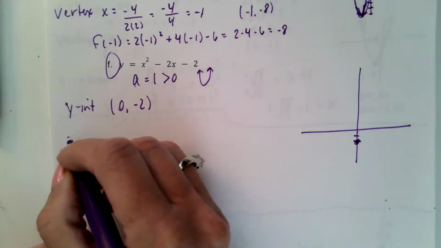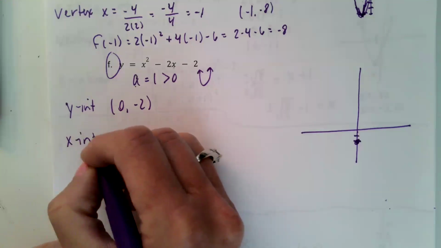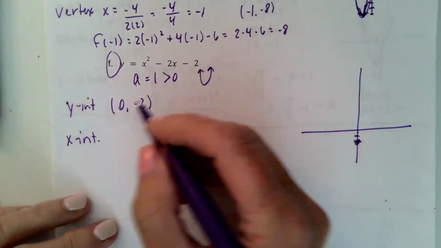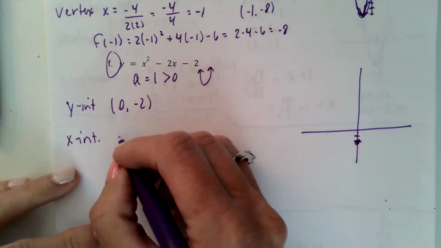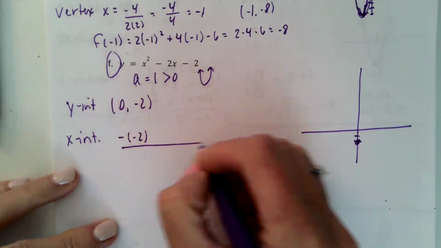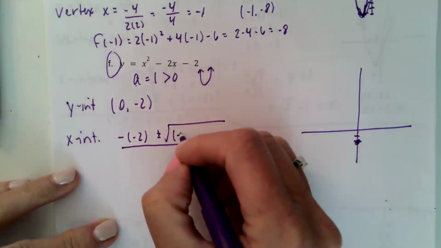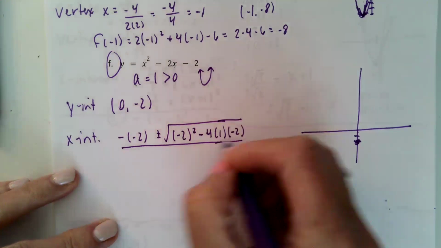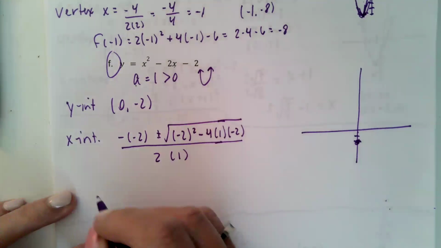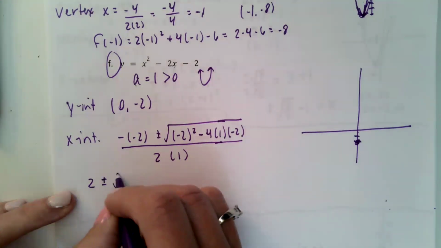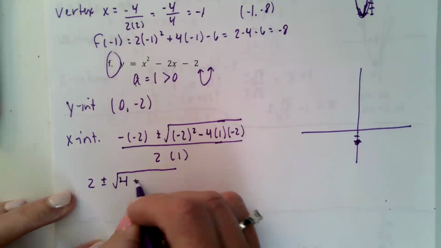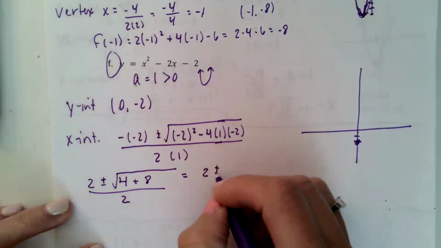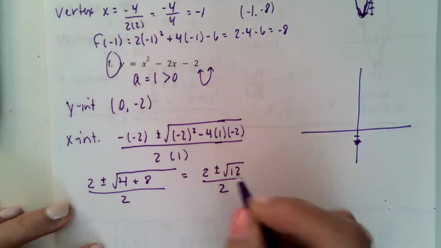And we have our x-intercepts. And I can't factor this. So this one is going to have to be using the quadratic formula. So that's going to be the opposite of b plus or minus the square root of b squared minus 4ac, all over 2a. So 2 plus or minus the square root of 4 plus 8, all over 2. So 2 plus or minus the square root of 12, over 2.